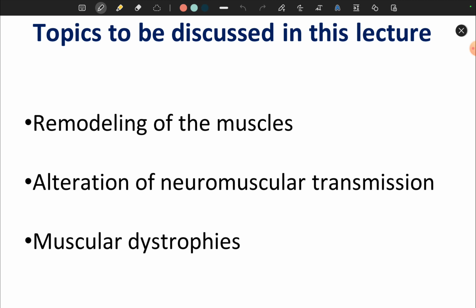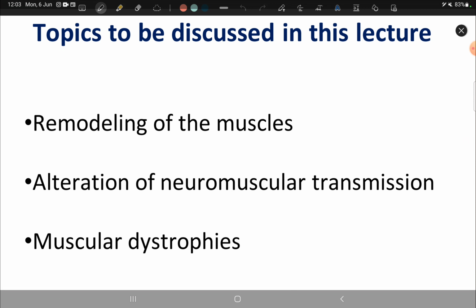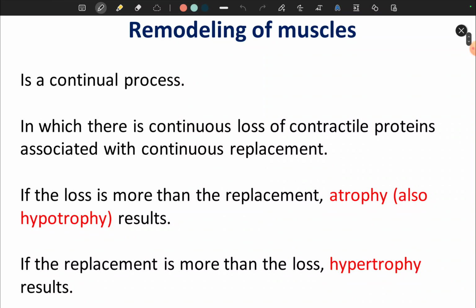Regarding the first topic, which is the remodeling of the muscles, in general, what is remodeling? Remodeling is a continuous process in which there is loss of the proteins with replacement of these proteins. So the extracellular component, the proteins inside the skeletal muscle fibers, are continuously lost and replaced. This is normal. But what happens in pathology is either the loss is more than the replacement, or the replacement is more than the loss.